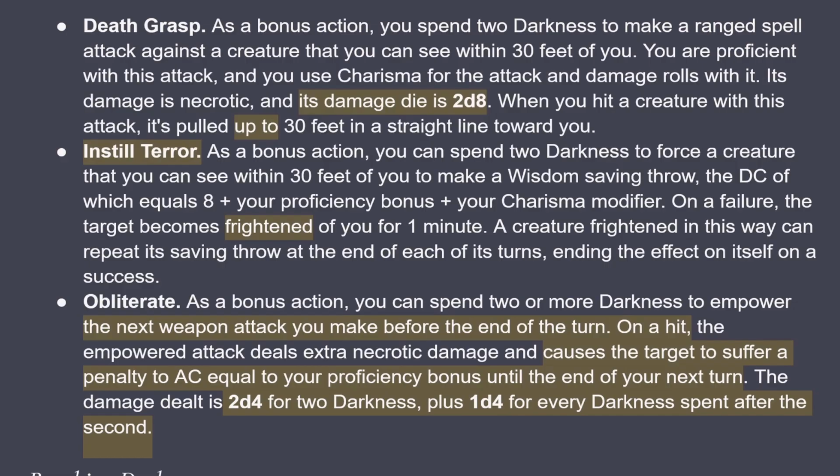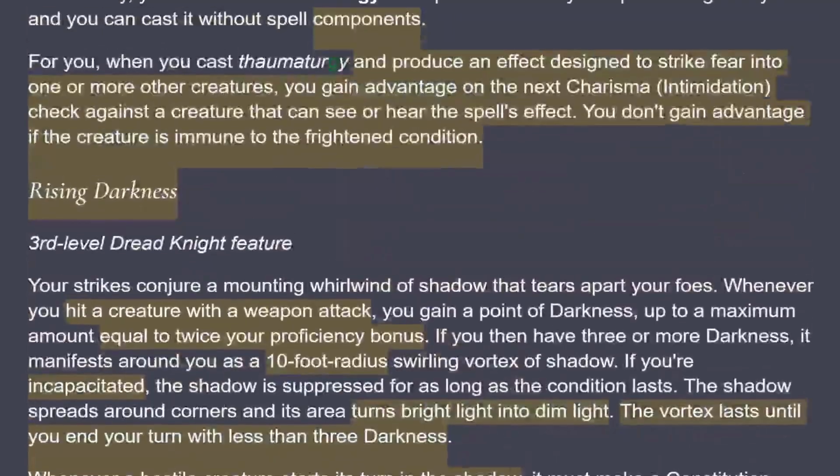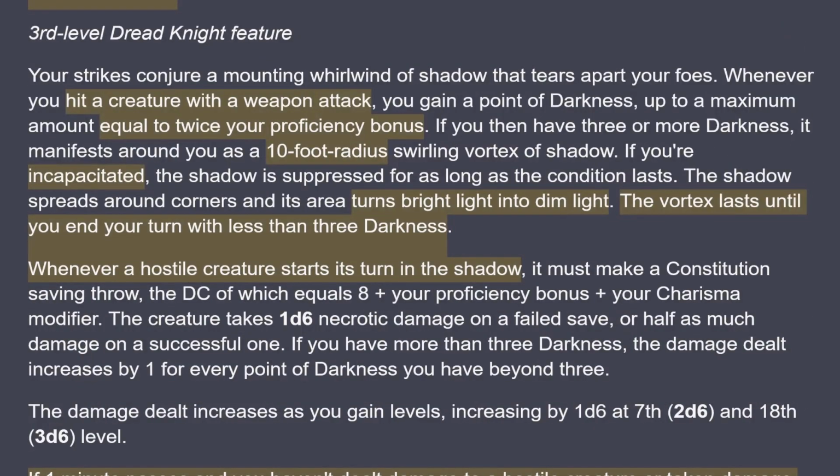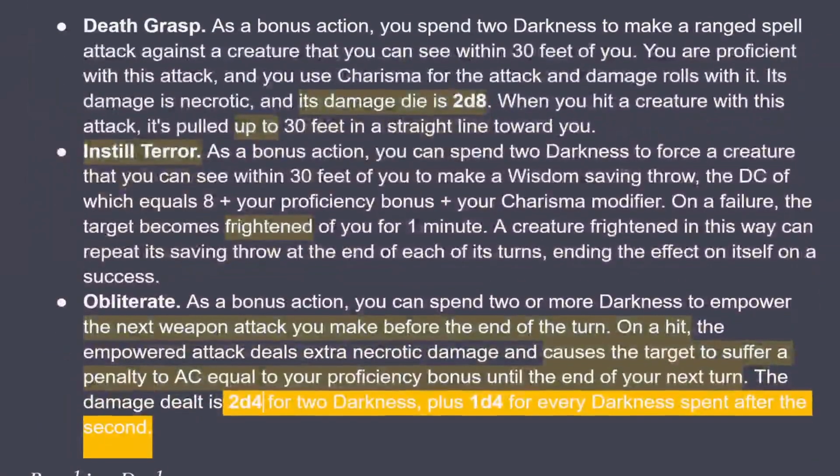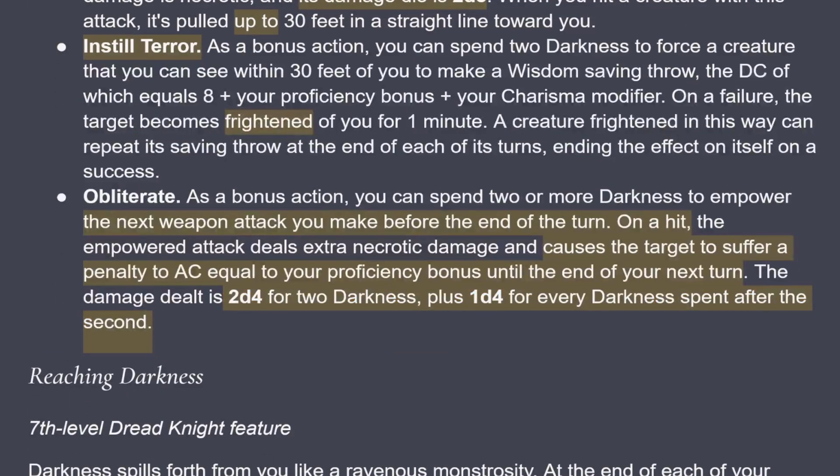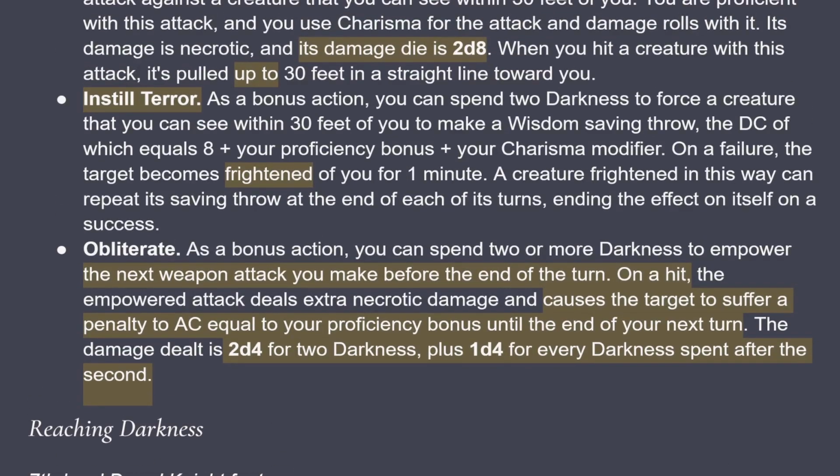I think my conclusion is nerf Rising Darkness from a D6 to a D4 and buff Obliterate from a D4 to a D6. That way it at least feels like it's doing a little bit of something and I might want to use it, not just at the very end of a combat.